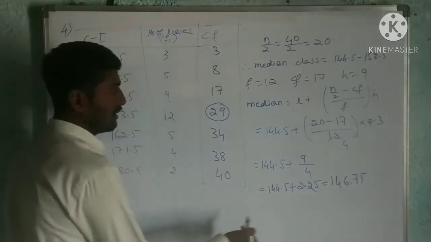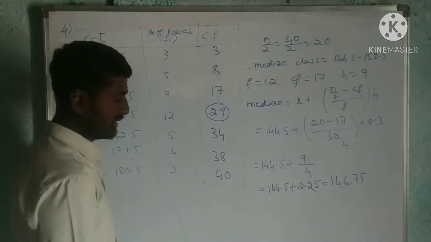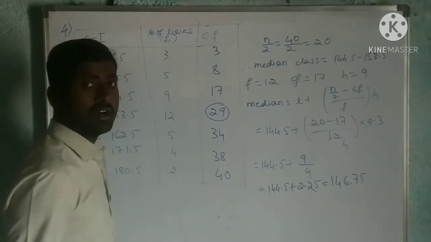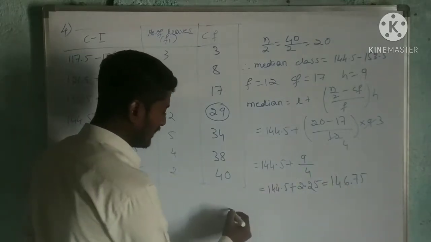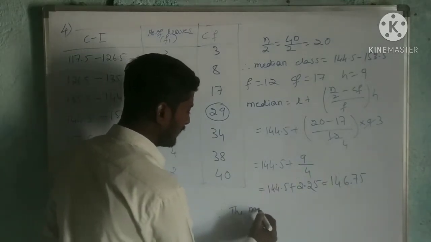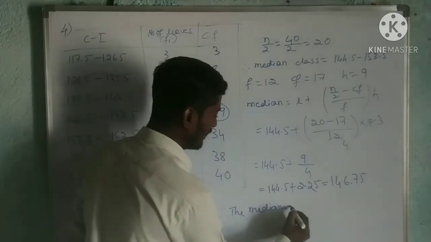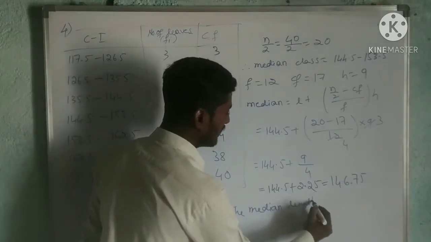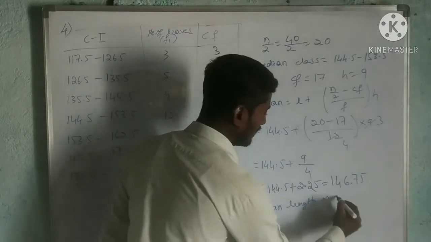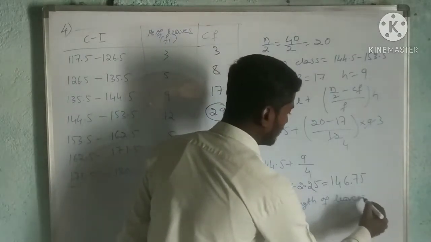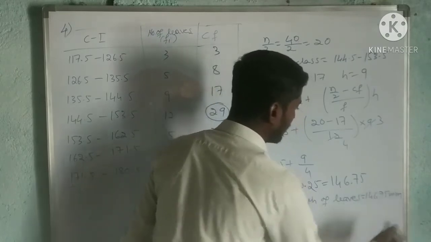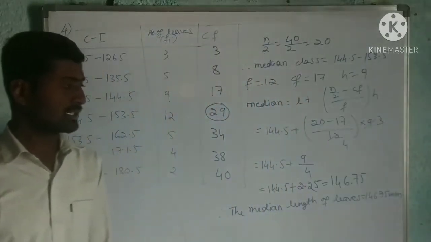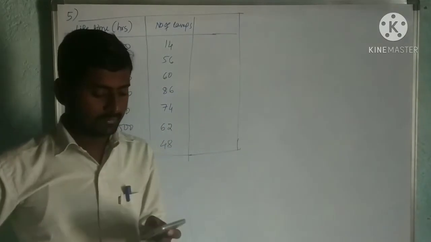Now the conclusion. What can I write? The median length of leaves, in millimeters as given. Therefore, the median length of leaves is equal to 146.75 millimeters.